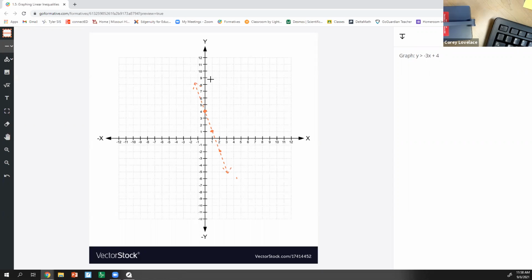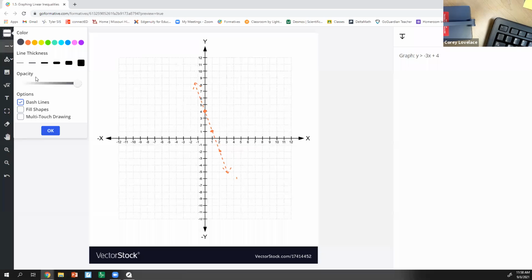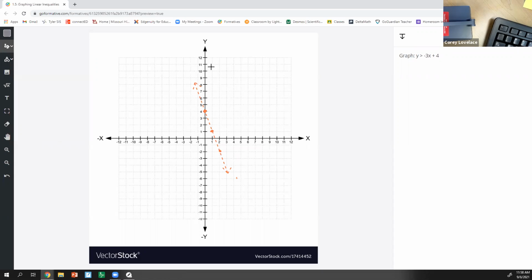And since we have a greater than, we're going to shade above it. So what I would do is click on your color, change it to whatever you want. Uncheck dashed. I would select the biggest one and then change the opacity down to something where it looks like it's shaded. And then let's change that to scribble. And then we can just go above that some.